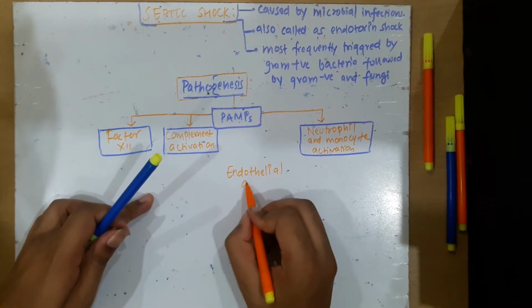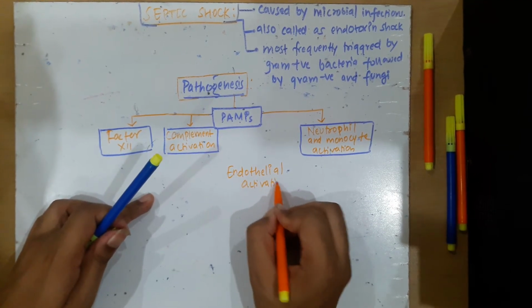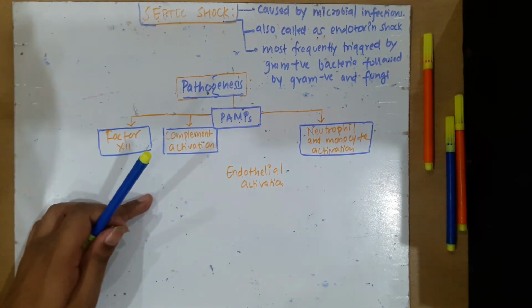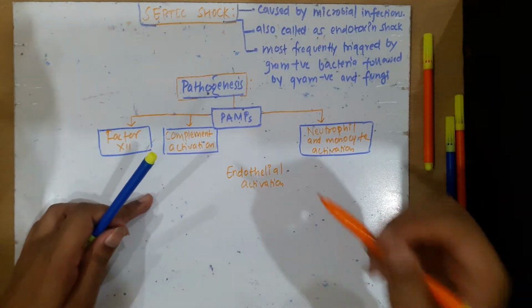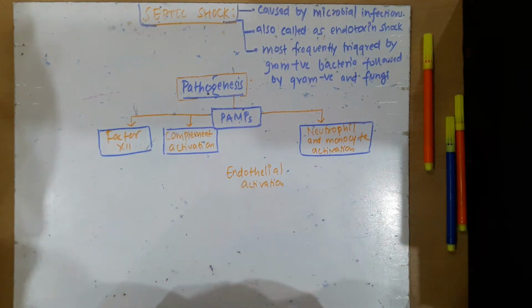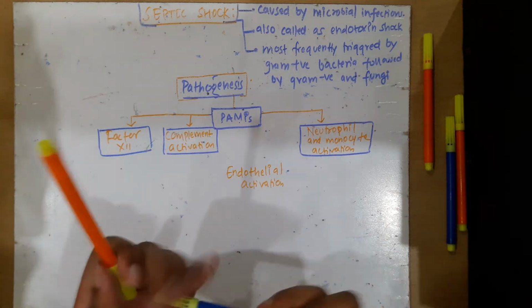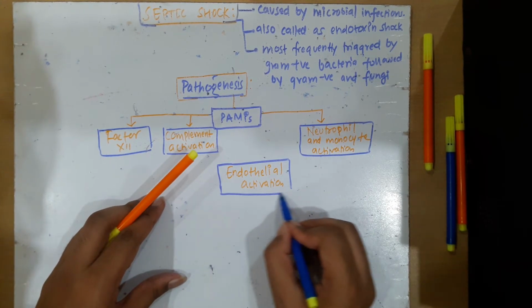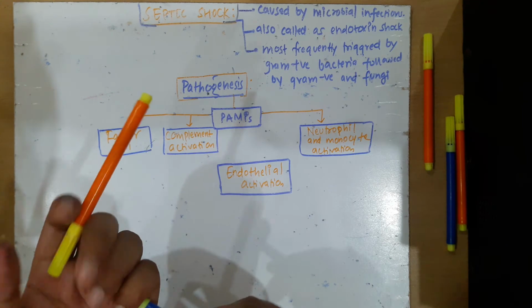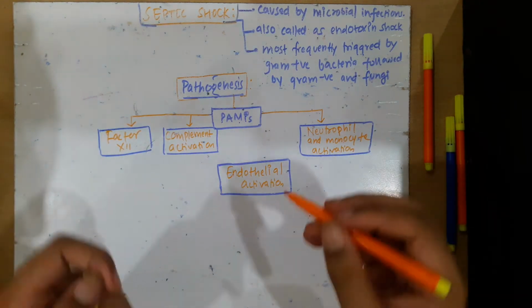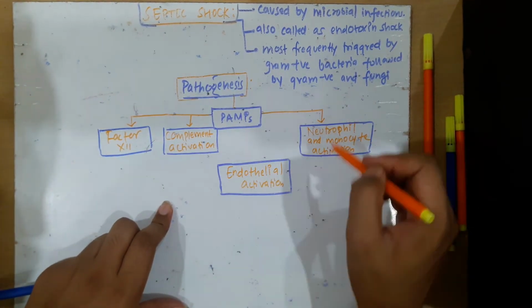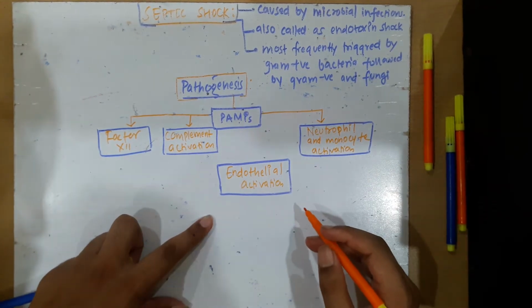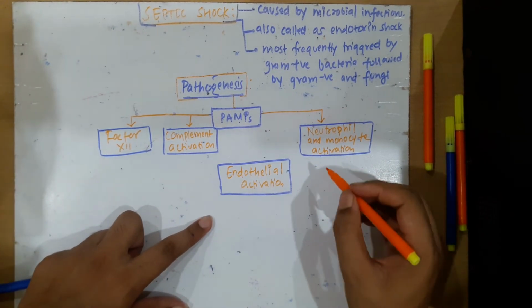Endothelial activation. What is that? The PAMPs are pathogen associated molecular patterns, and these are activating complement activation, factor 12, neutrophil and monocyte activation, and all these events are causing endothelial activation. Okay, so I am dictating all these so that you don't get bored just seeing the screen and copying it. So I am just discussing a little. I'll discuss in detail with the points, don't worry.